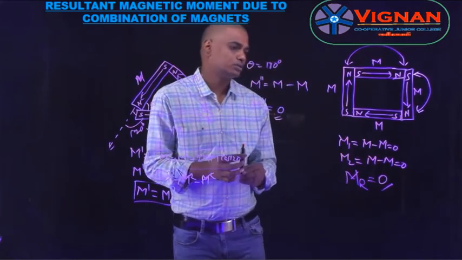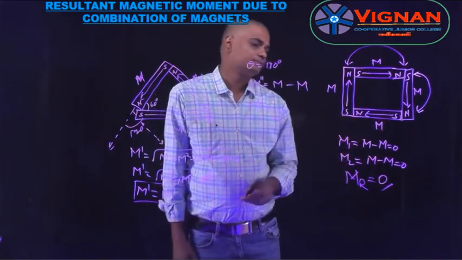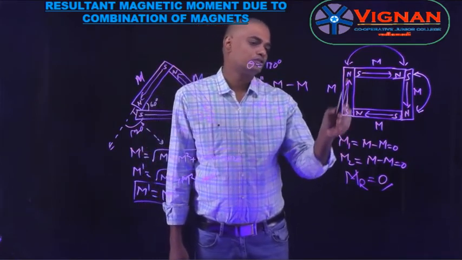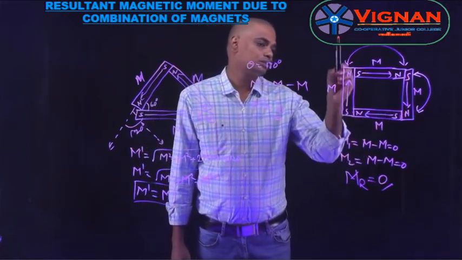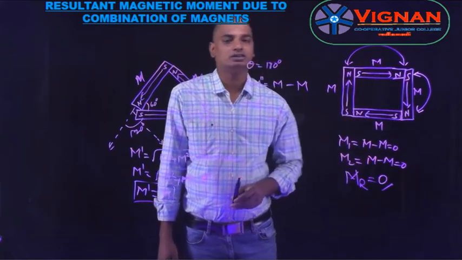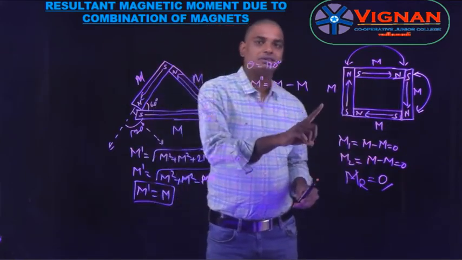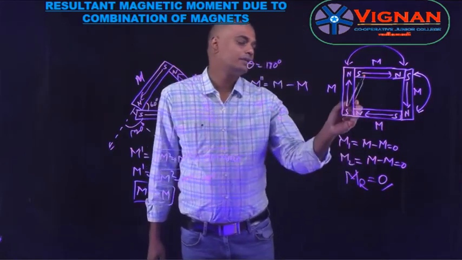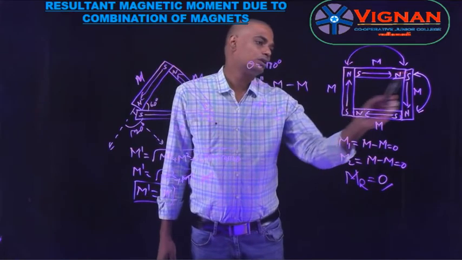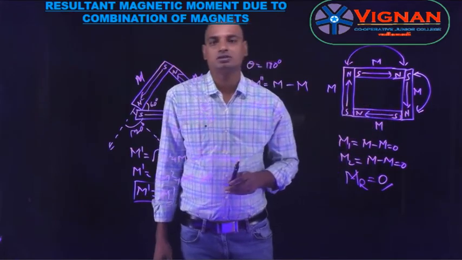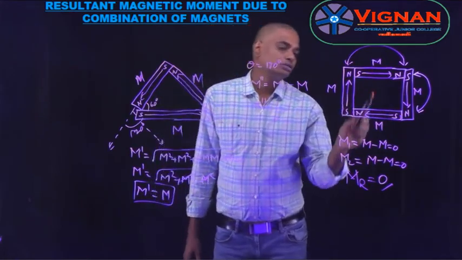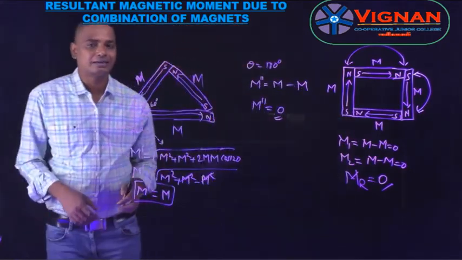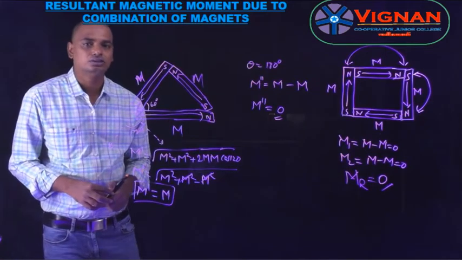So you can simply choose a shortcut method. Observe this square in which four bar magnets are placed: one is from south pole to north pole in the upward direction, and this is in the downward direction, equal and opposite, so the resultant will be 0. So these two cancel each other. Similarly, in the horizontal ones, one is towards the left, another is towards the right. Therefore these two also cancel each other. Therefore the resultant magnetic dipole moment will be 0.